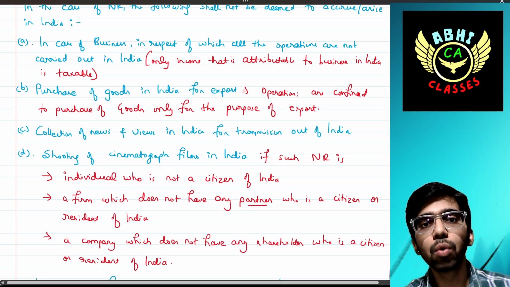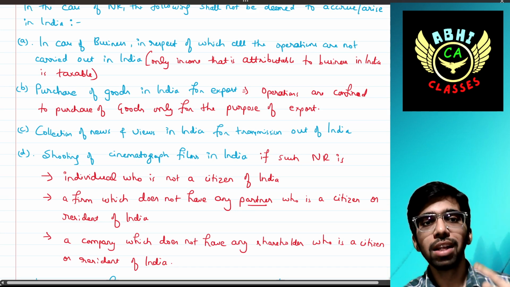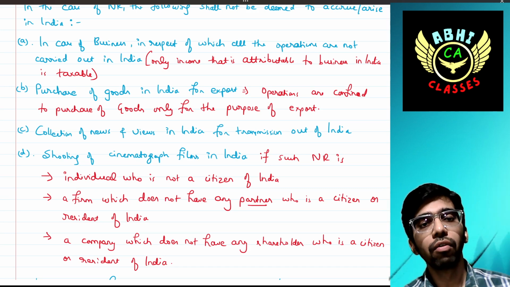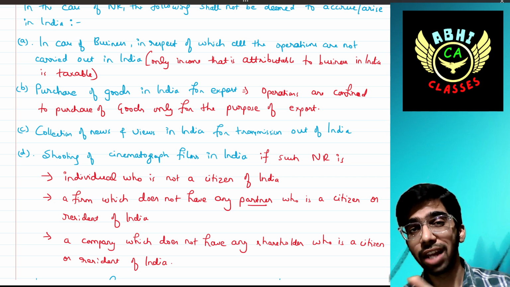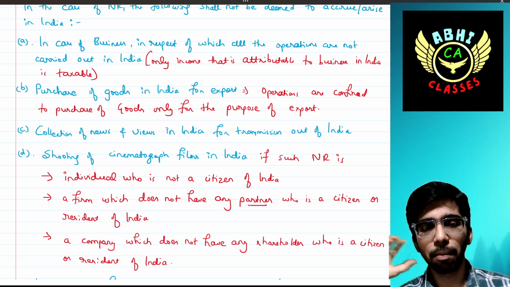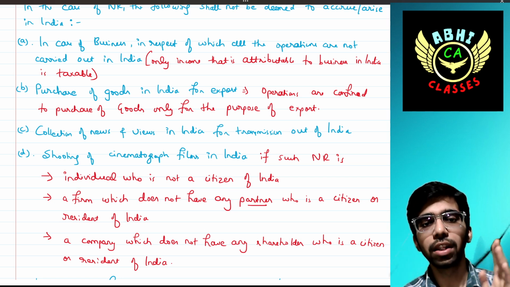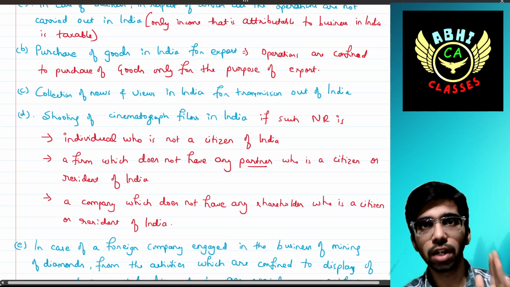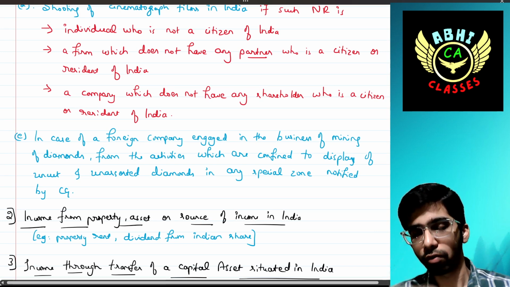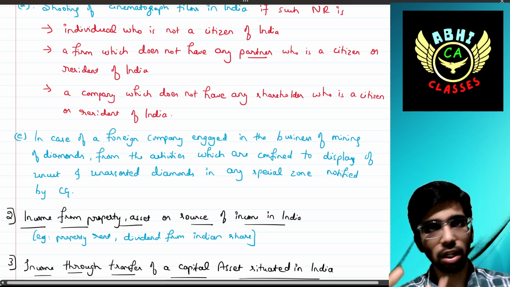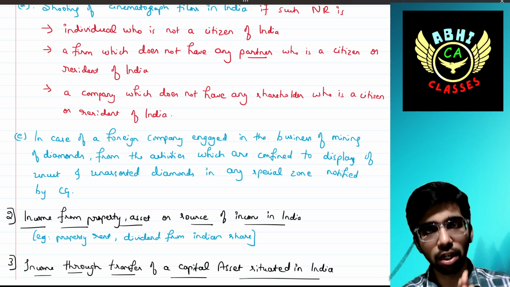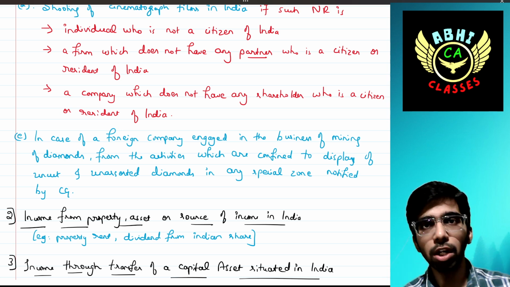First, all the activities not carried out in India. Second, purchase of goods only for the purpose of export. Third, collection of news and transmitting the same outside India. Fourth, shooting films. If a non-resident is an individual, he should not be an Indian citizen. For a firm, the partner should not be an Indian citizen or Indian resident. For a company, the shareholders should not be Indian citizens or Indian residents. And in case of a foreign company engaged in the business of mining of diamonds and display of uncut and unassorted diamonds only for showing purpose in any special zone notified by the central government, then also it should not be treated as income deemed to accrue in India.